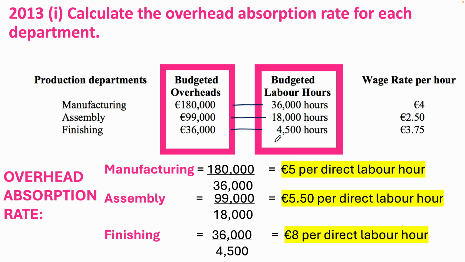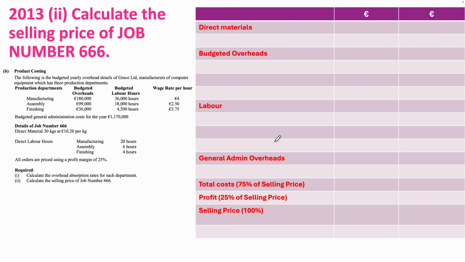Calculate the overhead absorption rate for each department. So you're just breaking down the overheads, the huge figure, into a per hour basis. Now, 2013 part two, calculate the selling price of the job.